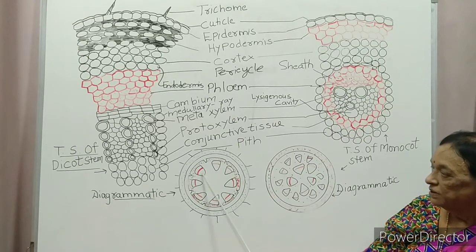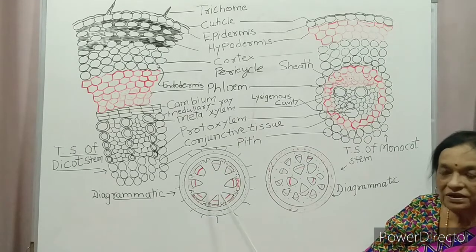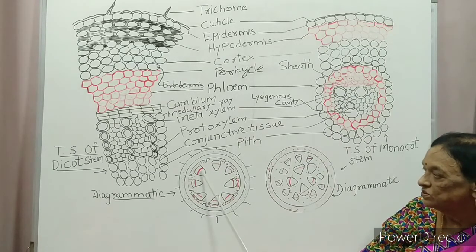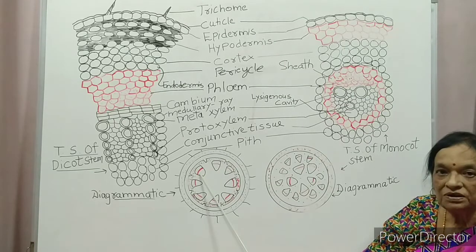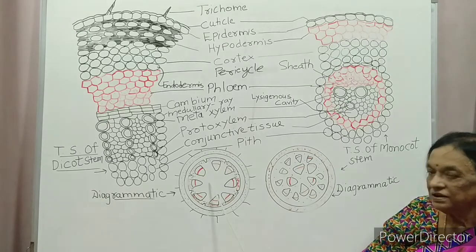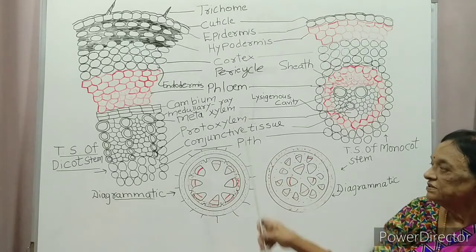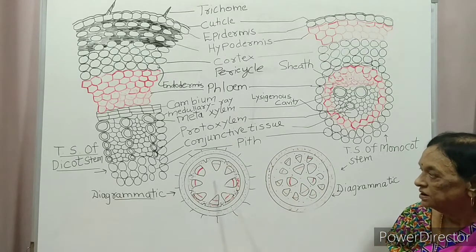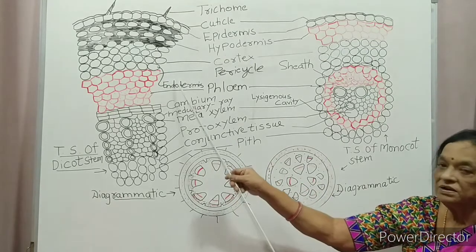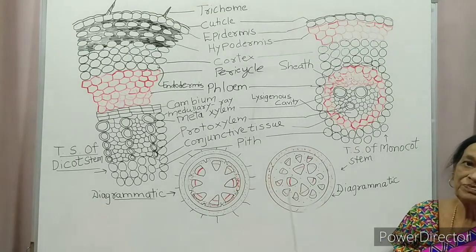Then the vascular bundles are arranged in a ring. The red line shows the cambium. Above is the phloem and below is the xylem. And here is the pith. So this is diagrammatic, and only this much part of the diagram is magnified.